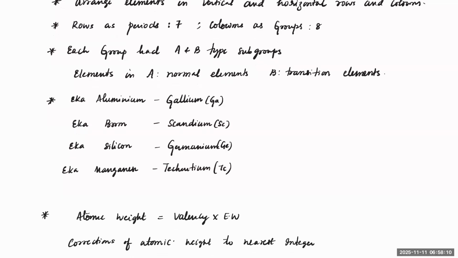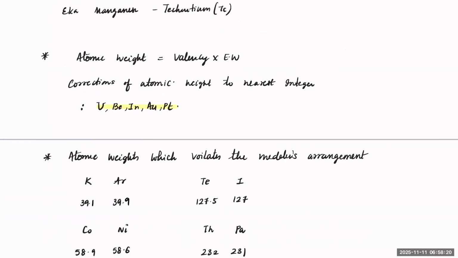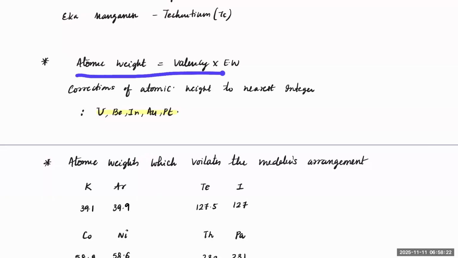Clear? These 4 names you must remember. Eka aluminium, Eka boron, Eka silicon, and Eka manganese, sorry. Next, atomic weight is equal to valency into equivalent weight. This we know that.